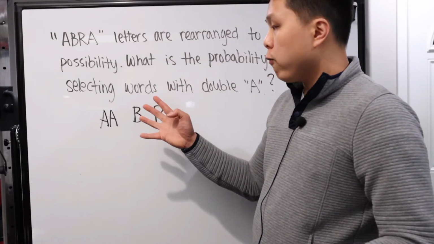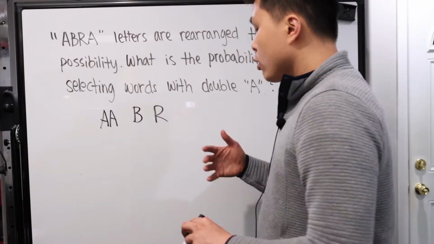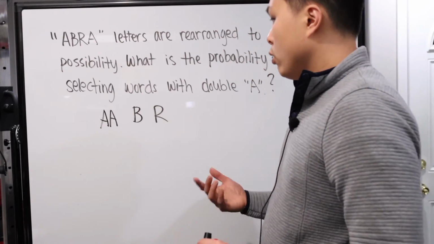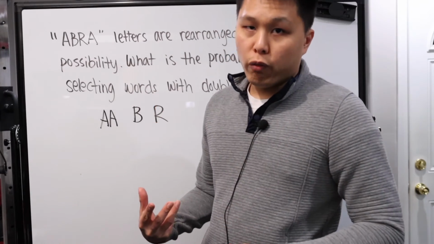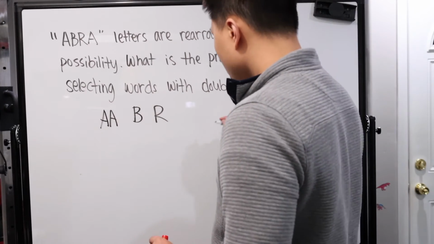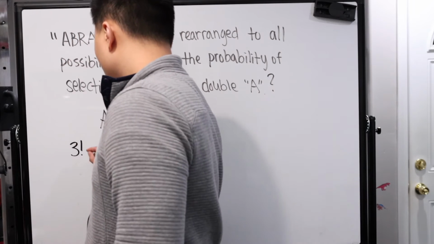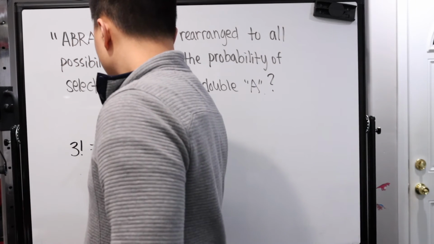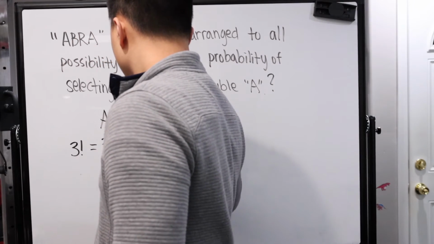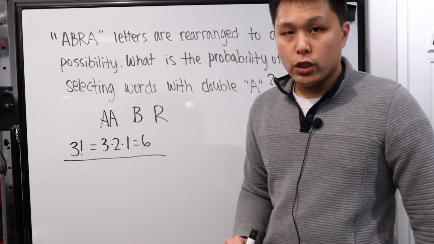Normally when you have 4 letters and you want to find ways to rearrange them, we would go with 4 factorial. But in this case, we're not going with 4 factorial, we're going with 3 factorial, right? So the top part of the fraction is going to be 3 factorial. Or if you really want to just write it out, 3 times 2 times 1, or just 6. That's the top part of the fraction, right?